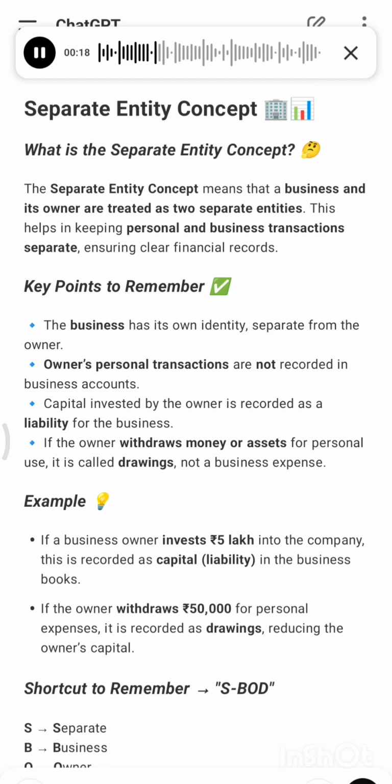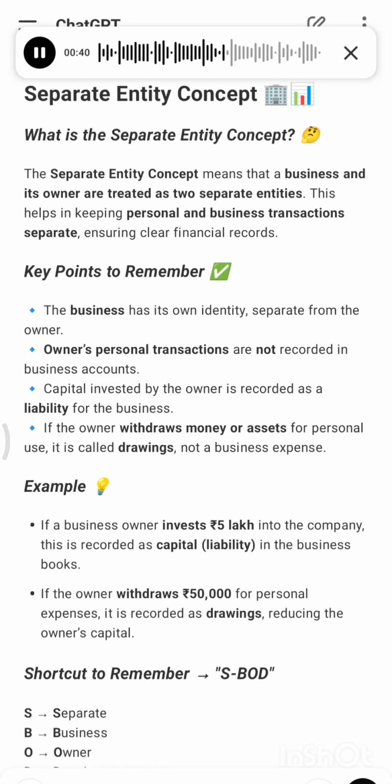Key points to remember. The business has its own identity, separate from the owner. Owner's personal transactions are not recorded in business accounts. Capital invested by the owner is recorded as a liability for the business. If the owner withdraws money or assets for personal use, it is called drawings, not a business expense.